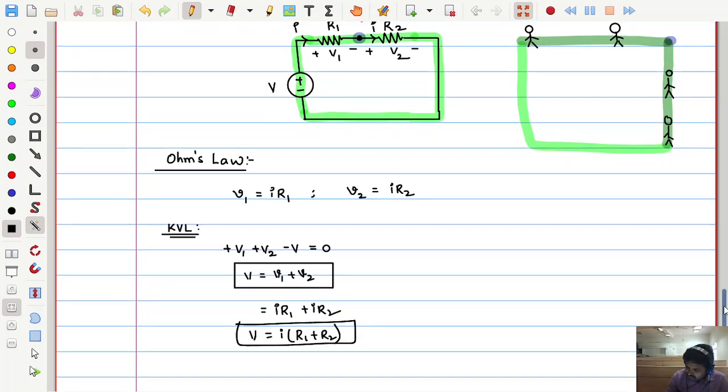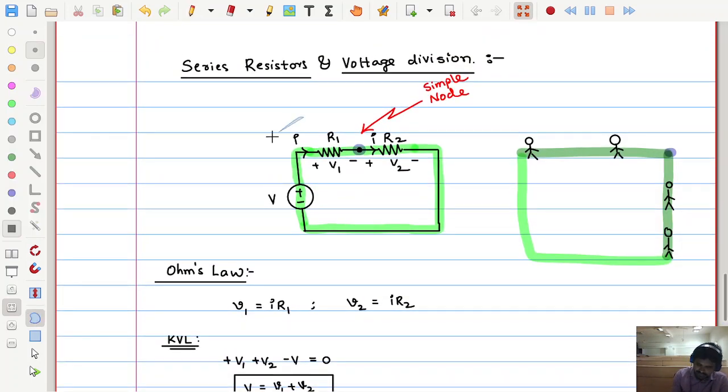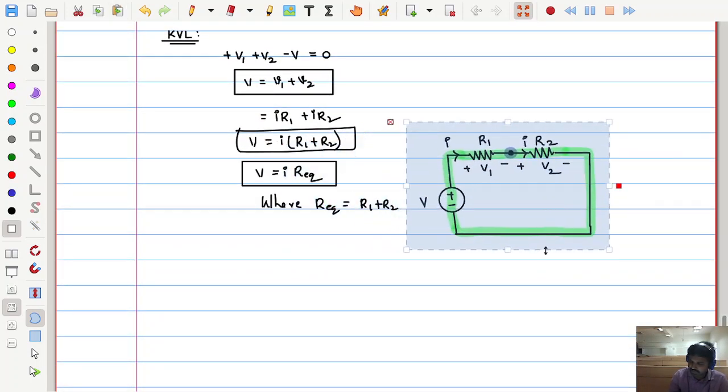So we can make this equation in this way also, that I into Req is equal to V, where Req is R1 plus R2. That means this entire circuit can be written in this way.